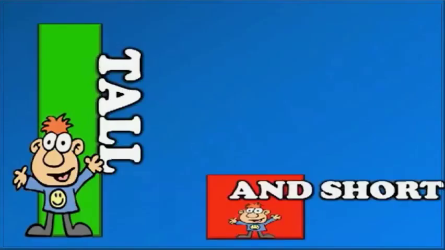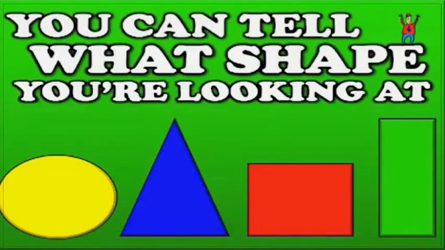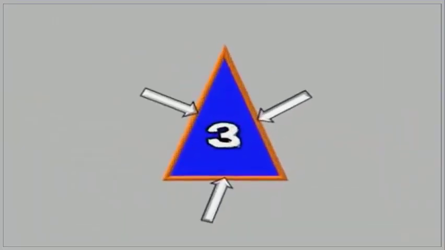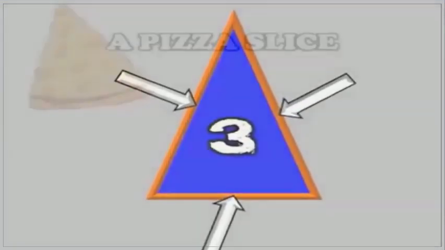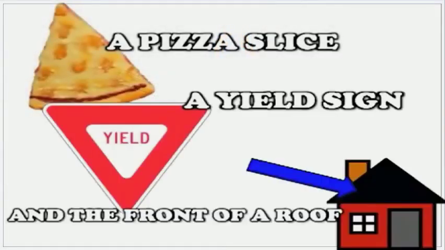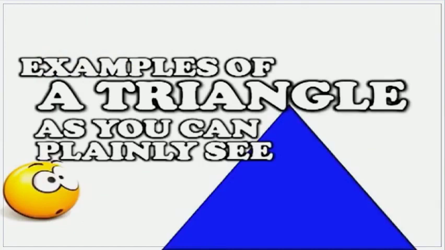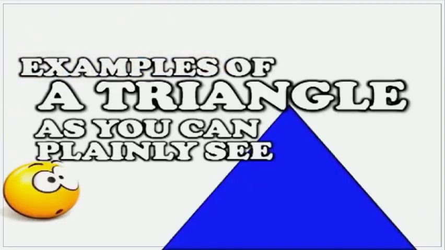Shapes, tall and short, skinny and wide. You can tell what shape you're looking at by counting all the sides. A triangle has 3 sides. A pizza slice, a yield sign, and the front of a roof would be examples of a triangle, as you can plainly see. Doritos, a wedge of cheese, and a pennant flag would be examples of a triangle, as you can plainly see.